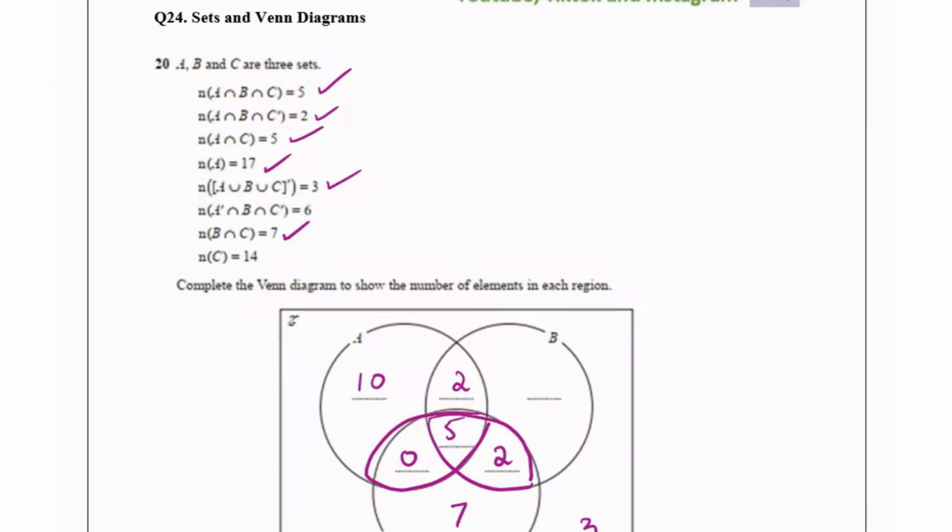Then the number of A complement intersection B intersection C complement equals 6, which means we're talking about the elements that are just in B. So this part, which has nothing in common with A and C, is 6. So this is your complete Venn diagram.